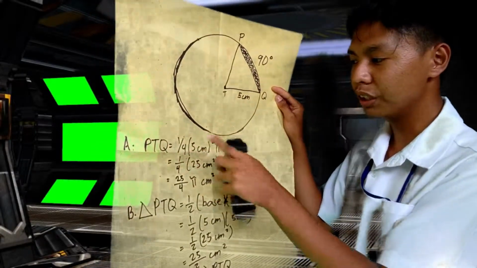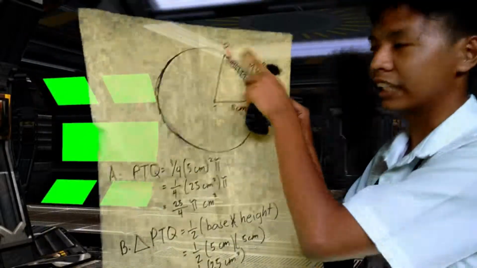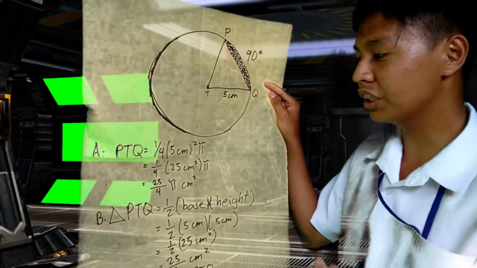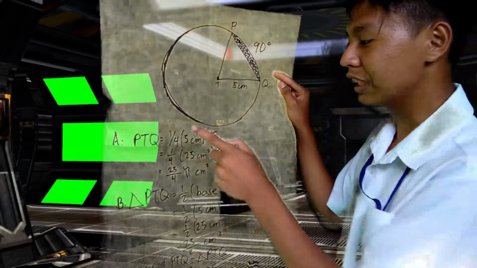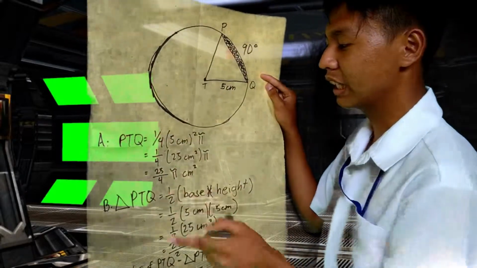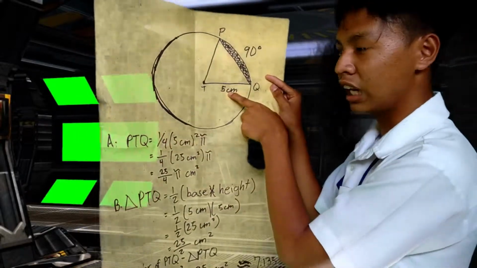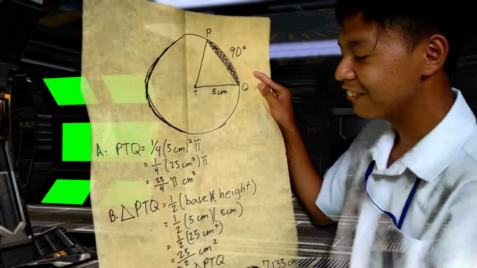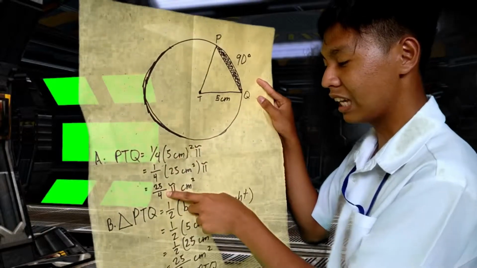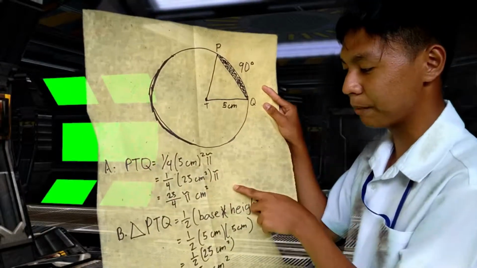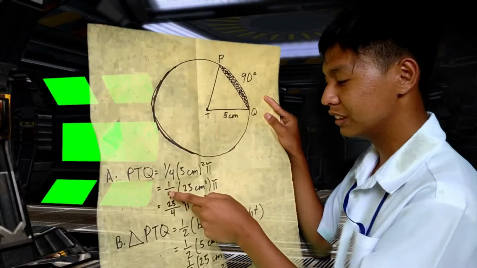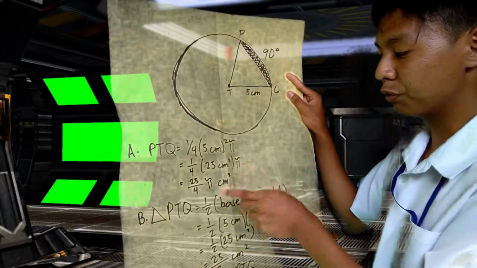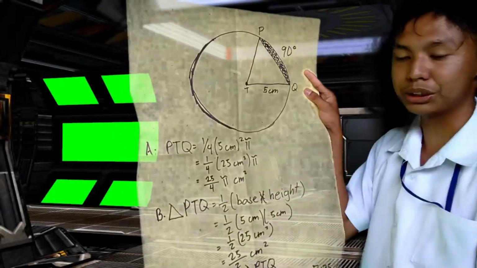which is PTQ. If the value of arc PQ is 90, we need to divide it by 360, which is equivalent to 1/4. So 1/4 times pi times 5 centimeters, which is our radius, squared, is equal to 1/4 times 25 centimeters squared pi. If we multiply it by 1/4, then the value will become 25 over 4 pi centimeters squared.